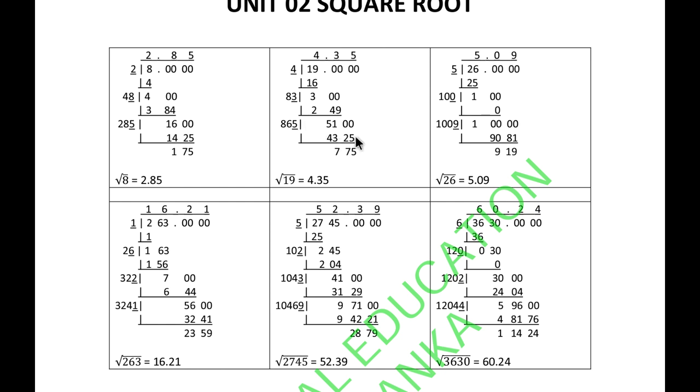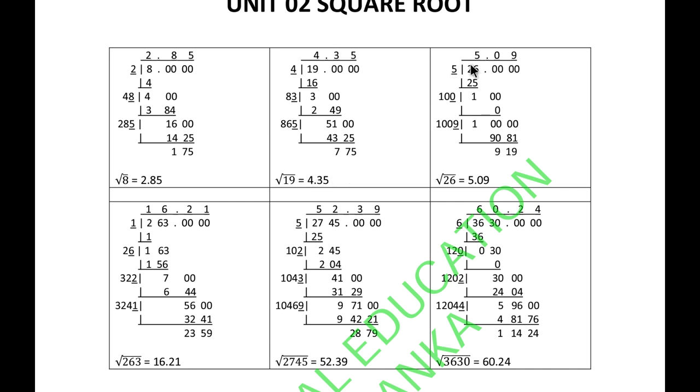Okay, so the value could be 775. Here I calculate for 2 decimal places, I am not going further. If you want to go further, you need to multiply 435 by 2, put a blank here and continue. So root 19 equals 4.35.